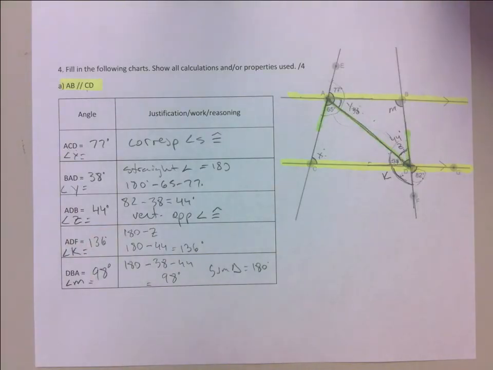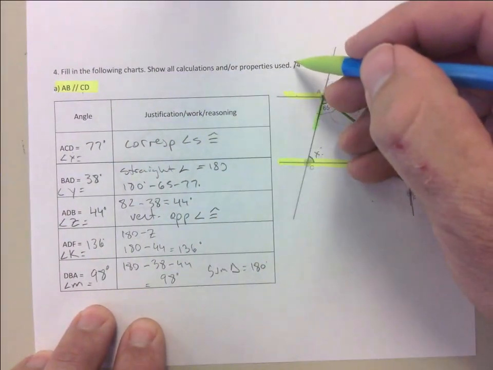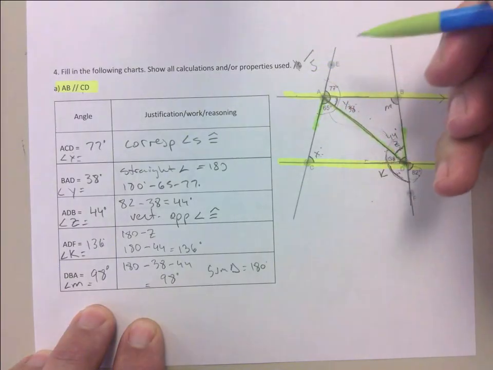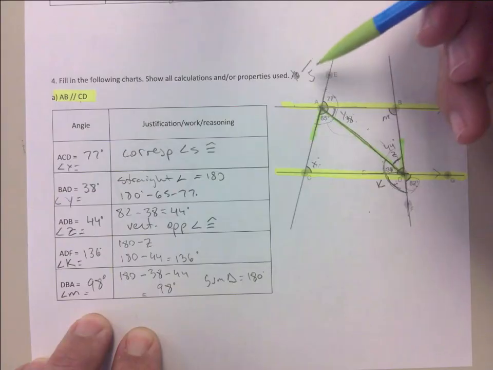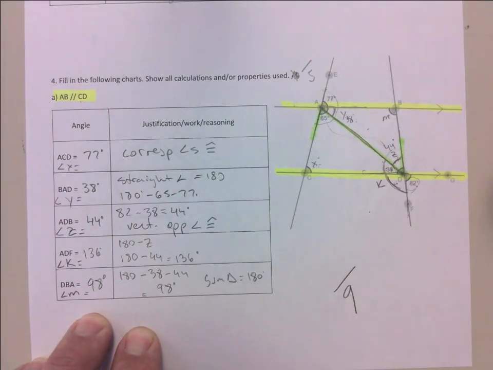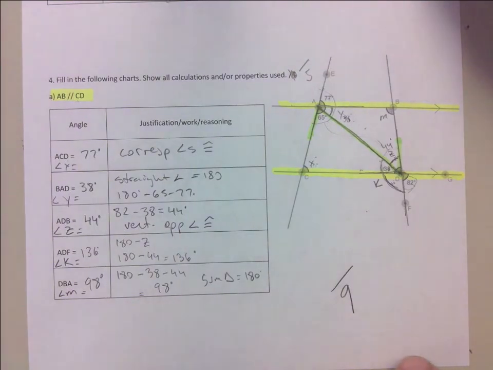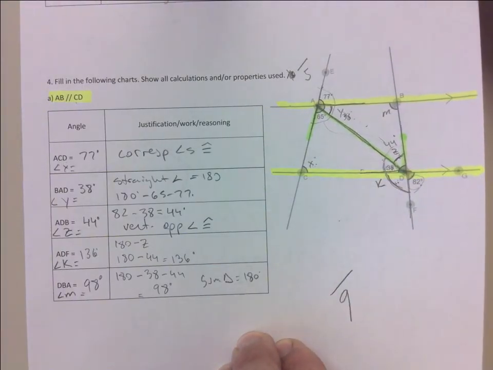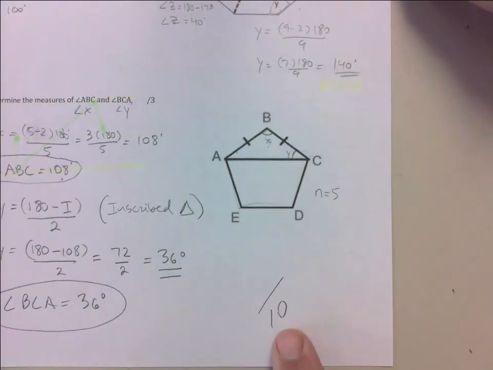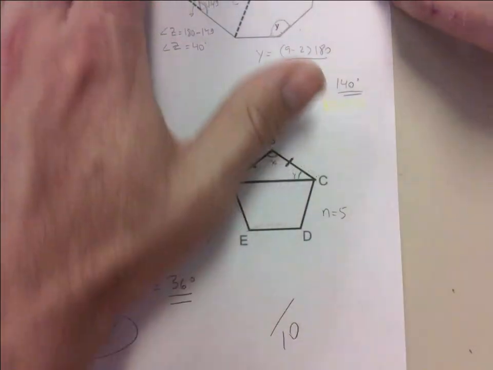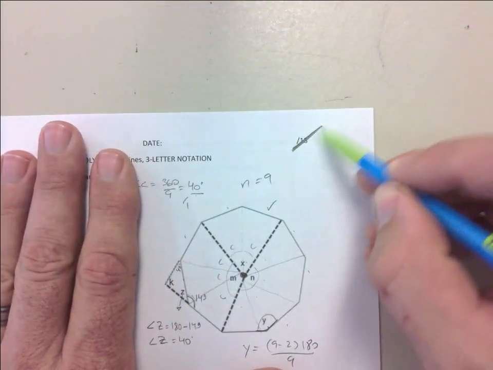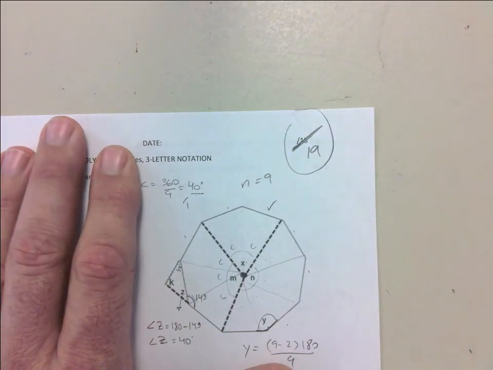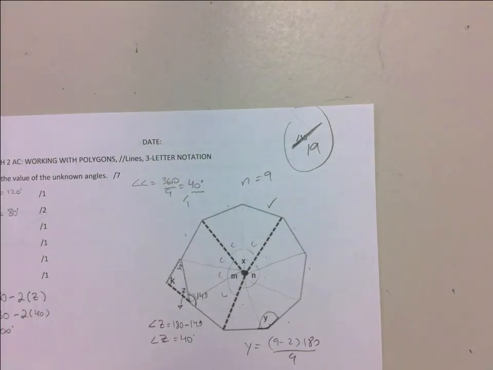So half mark for each. Wait a minute, there's 5, right? This has 5, so we're going to make this out of 5. So cross it out, make it out of 5. So 4 and 5. This page, the back side, is worth 9 marks altogether. So give yourselves half a mark for each cell, basically. The front is worth 10. So that makes the whole thing worth 19.